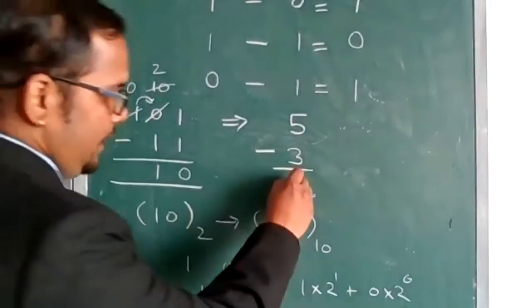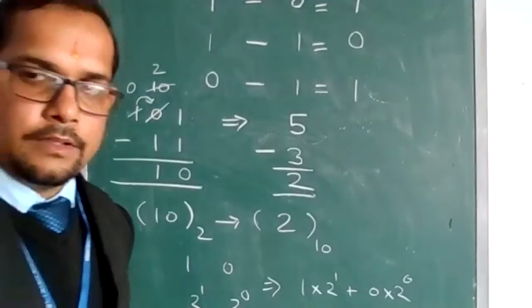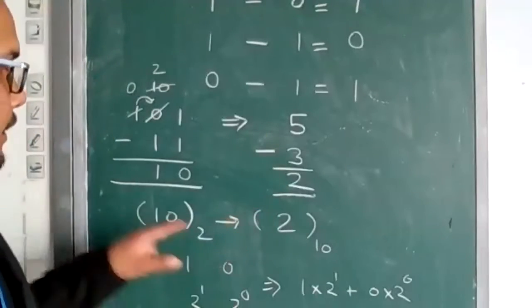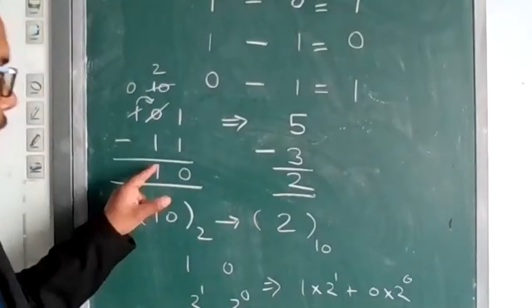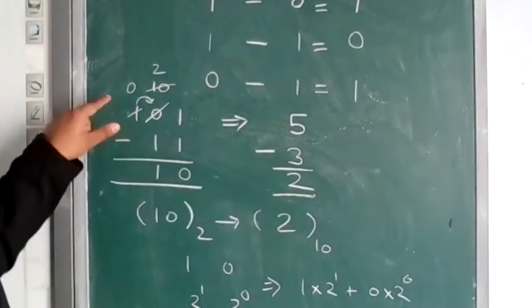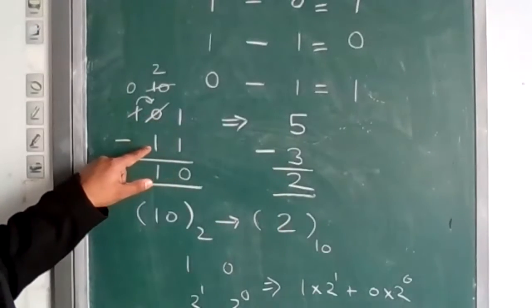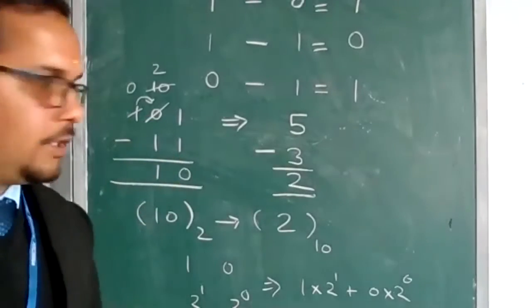5 minus 3, that is 2. Very good, Gauri. Okay, answer is 2. Now you convert this 10 into decimal, so result is 2. So all are same now. In decimal 5 minus 3, result is 2. In binary 101 subtract with 11, result is 10. So both are same.